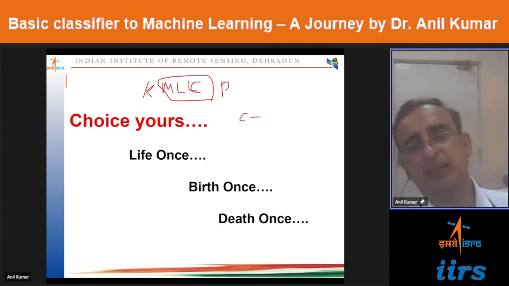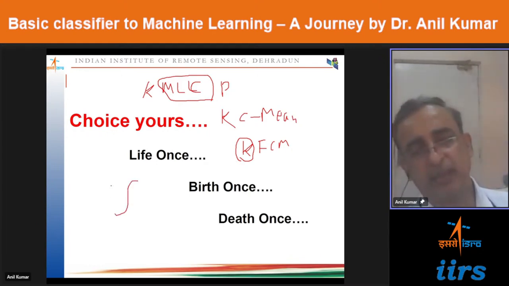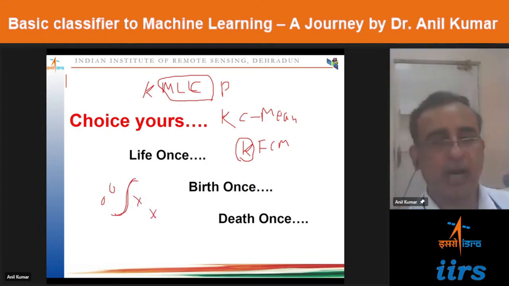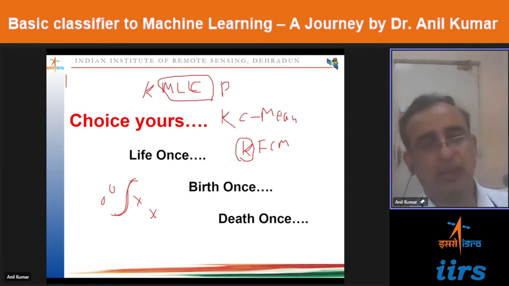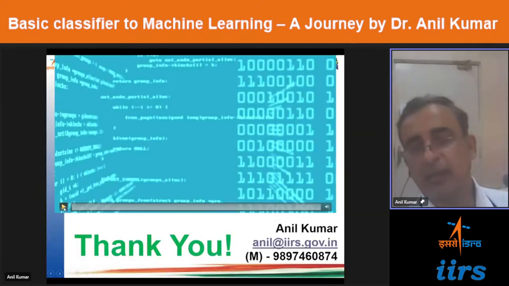In the same way for C means, you can use a kernel, so it becomes K C means. Mainly in the literature people have used the fuzzy based classifier FCM, basically KFCM. That means they have introduced the kernel in FCM so that it can deal with the non-linearity between the classes. You may have two classes like this with a non-linear separation. So how to handle this non-linear separation? For that we have to use the kernels. This is all I want to talk about in today's lecture.